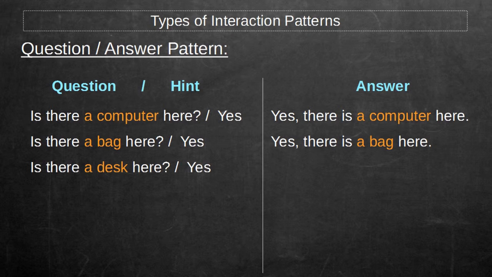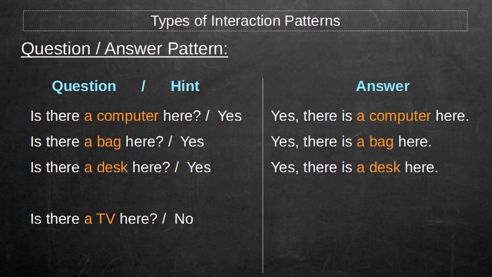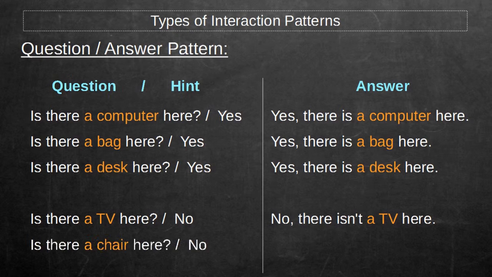Is there a desk here? Yes. Yes, there is a desk here. Is there a TV here? No. No, there isn't a TV here. Is there a chair here? No. No, there isn't a chair here.